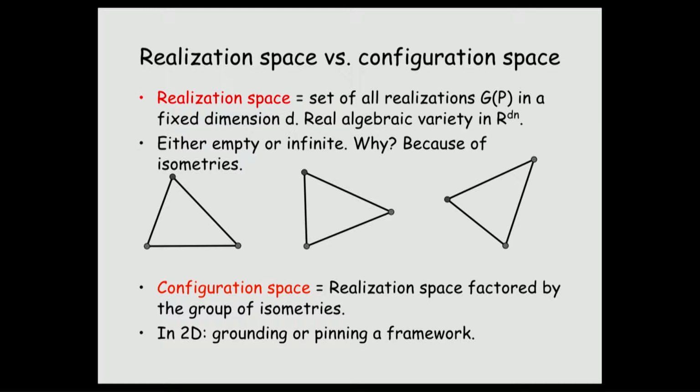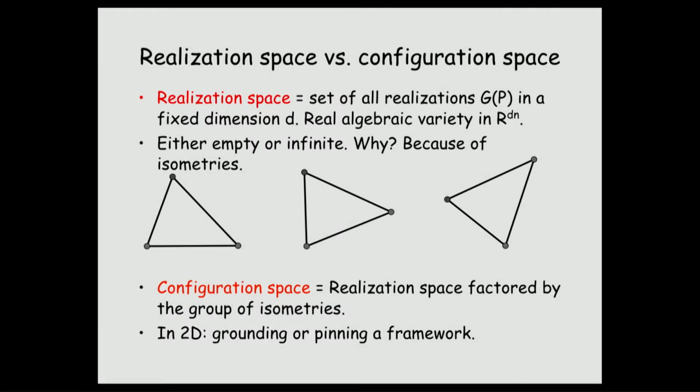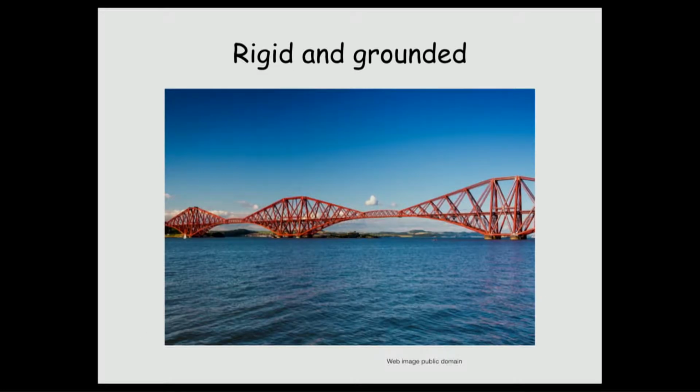And the configuration space would be if we factor by isometry. So in other words, we put in one big bucket all those that are related by congruence, by isometries, then we get the configuration space. And in practice, often we do this, and at least in 2D, we do this by grounding or pinning the framework. Good, so pinning is very much like this bridge, which if it was not pinned, it would have isometries, and that's not what we want, right?